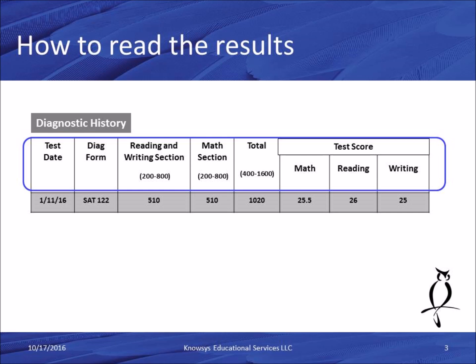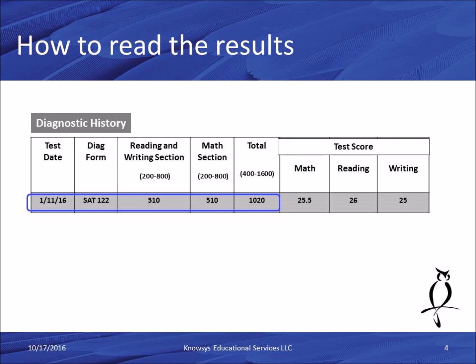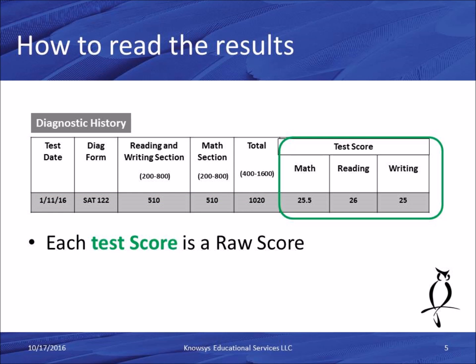You will also see test scores for math, reading, and writing. Okay, and we'll talk about those in a second. Okay, so underneath the titles then, you see the date of your test, the name of your test, and then your actual score. So what did you make on the verbal section, the reading and writing? Between 200 and 800, my sample student has a 510. What did you have? Math, between 200 and 800, again, my student has a 510. So that means her total is a 1020. Okay, on the right-hand side, under the test scores, you've got three separate test scores, and each one represents a raw score, not the scaled SAT score.